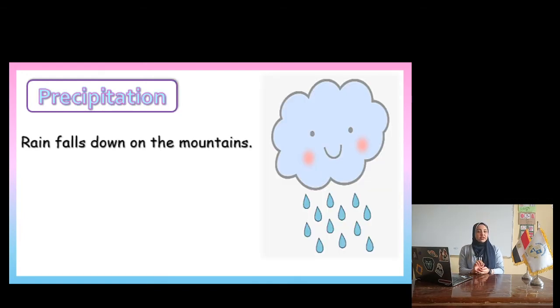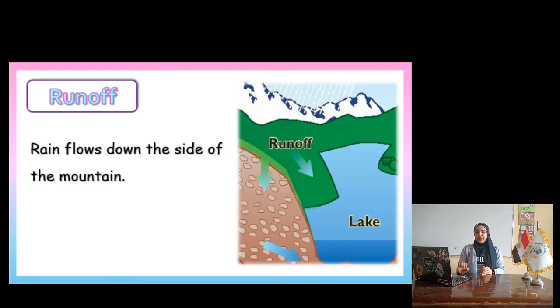The next word is precipitation. What's meant by precipitation? Precipitation means when the rain falls down on the mountains, okay? As we know, we have the clouds. When it rains, the water comes from the cloud and it falls on the mountain, okay? Then we have the runoff. Runoff means when this rain falls on the mountain, okay, it flows down the side of the mountain, as you can see. It's runoff, okay?